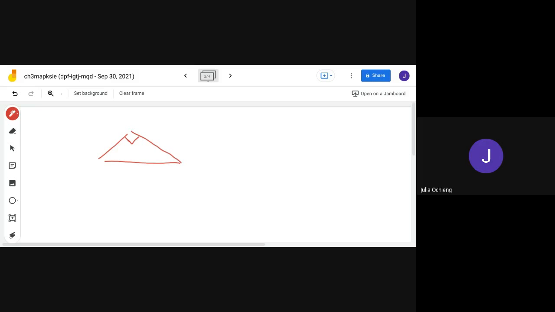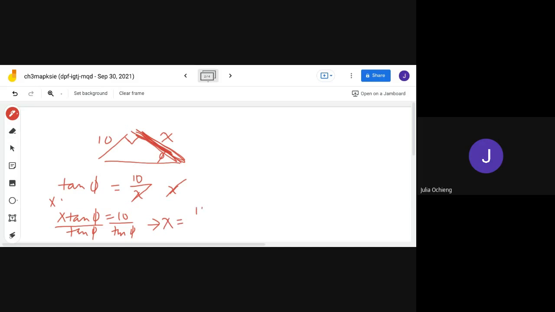So this was a 90-degree angle, this was phi, and this length was 10. I want this because this is the belt right here, so I'm going to call that x. I don't know x, but I do know a trig function that uses opposite over adjacent, and that's tangent. So the tangent of phi equals 10 over x. I'm going to solve for x by multiplying both sides of this equation by x. This cancels out. I get x tan phi equals 10, divided by tan phi, divided by tan phi. x equals 10 over tan phi.